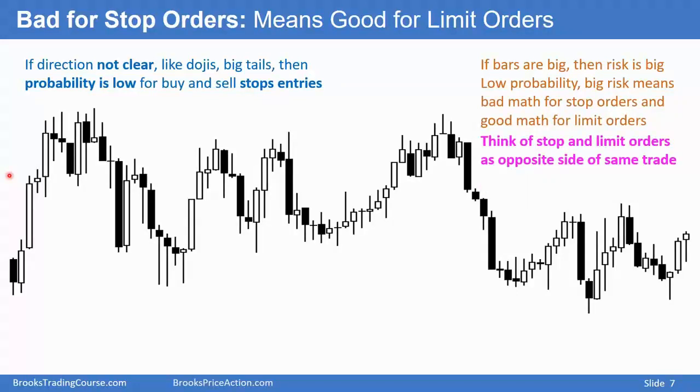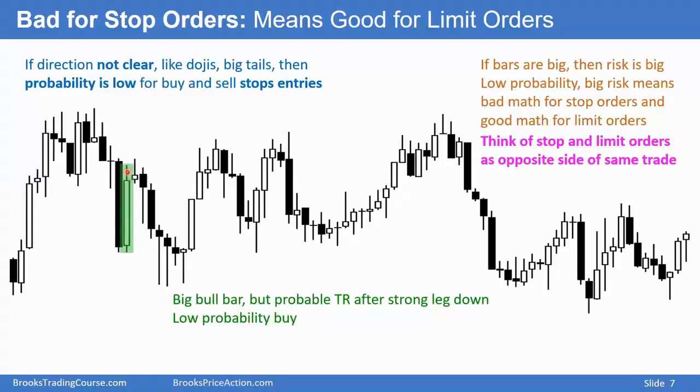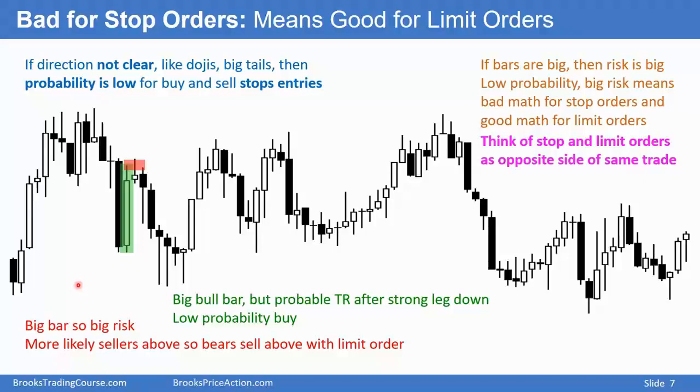Stop and limit orders are basically the opposite side of the same trade. Very big bull reversal bar, but lots of reversals. Big up, big down, big up again, probably trading range rather than bull trend. And therefore, buying at the high of anything is usually a losing strategy. It's a low probability bet.